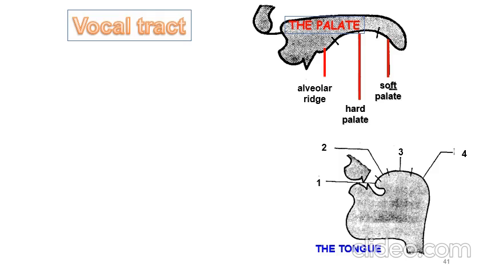There's the tip, and then the blade, which both lie under the alveolar ridge. Then there's the tongue front, which lies under the hard palate, and the tongue back, which lies under the soft palate.